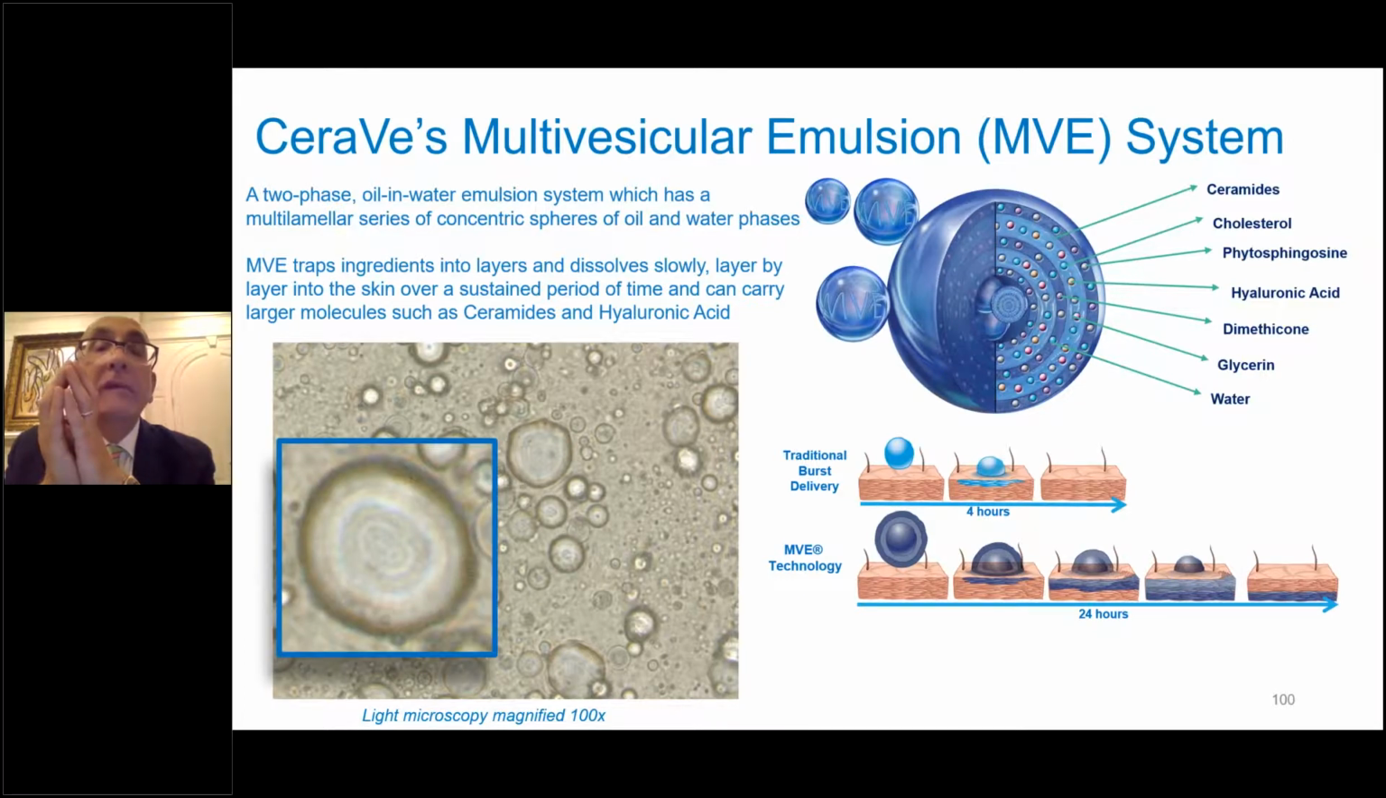What happens when you have the regular emulsion is traditional burst delivery, that you're gonna have everything out, all your ceramides or lipids or whatever you're delivering, regardless, in 4 hours or so. In this case, with the multivesicular emulsion, you have all these concentric spheres of oil and water, which are all unique, separate oil and water phases of all concentric spheres. It's like a multilamellar series that's coming out and peeling one by one. Then you have that sustained release.